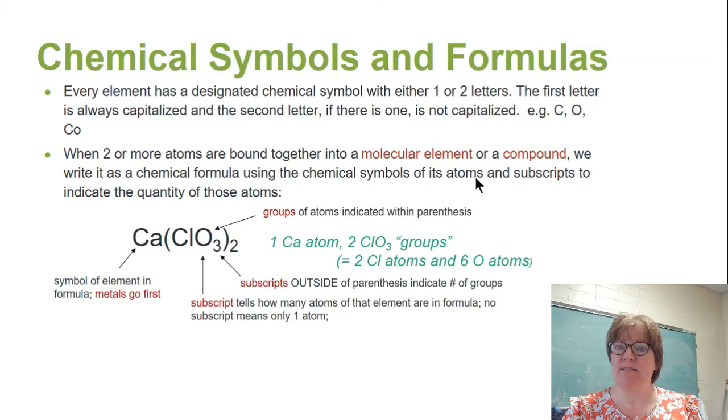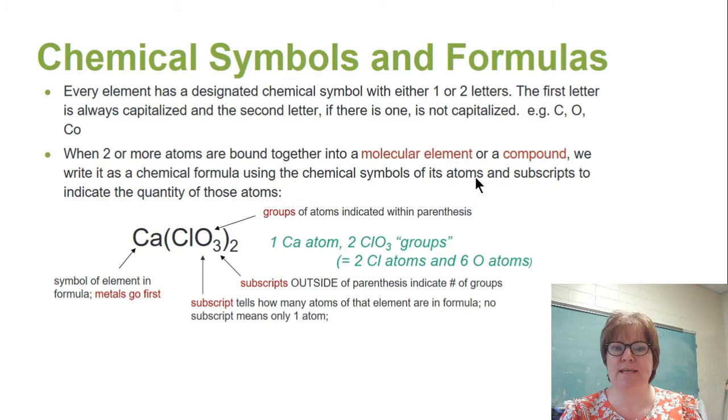Every element has a designated chemical symbol. They might have two letters, they might have one letter, but the first letter is always capitalized. If there is a second letter, it's always not capitalized. So capitalization matters. That's going to be an important feature of making sure you know how to capitalize properly your chemical symbols. Then I can put, for compounds or for diatomic molecules, I can put them into a chemical formula.